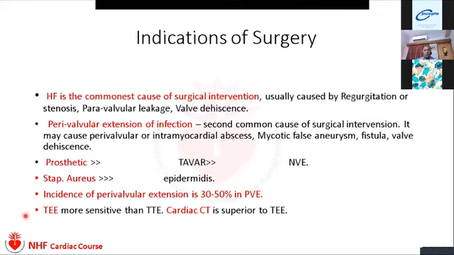As already described by my previous speaker, TEE is more sensitive than transthoracic echo, and cardiac CT is superior to the transesophageal echo.